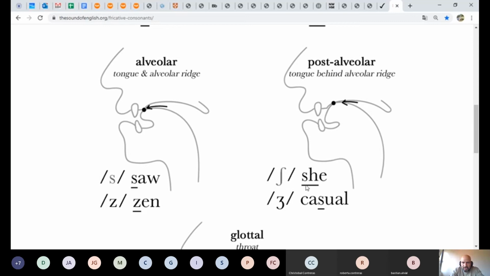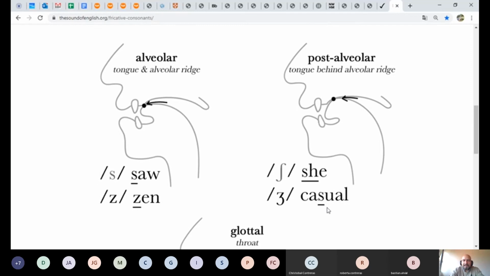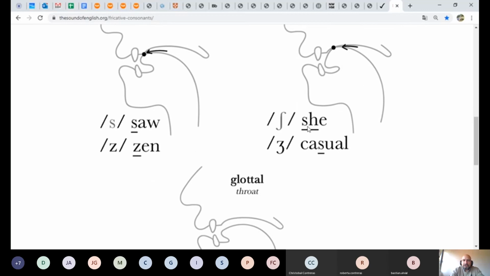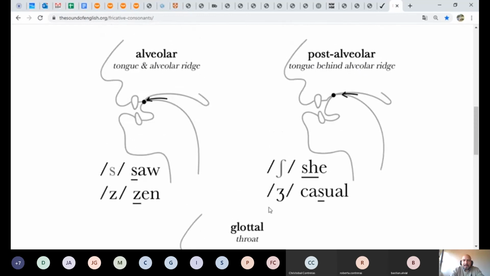So here we say she, but in this one we say casual, casual, casual. Okay, casual. She, casual. Okay, they are very similar.